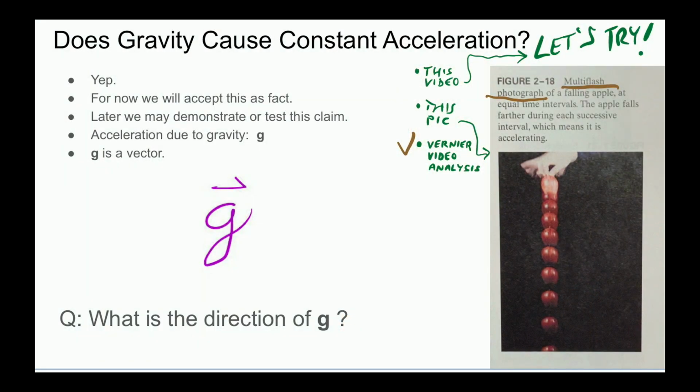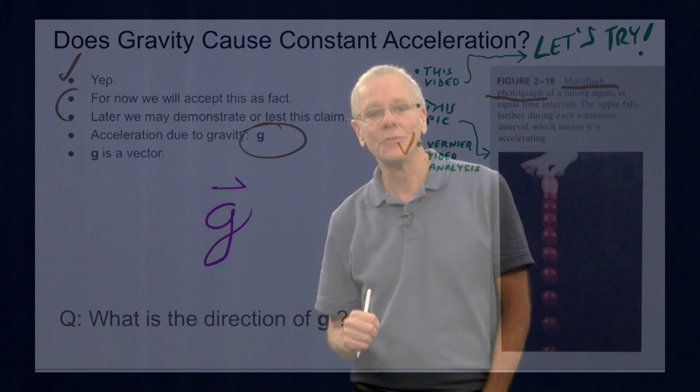Let's come back to gravity. Does gravity cause constant acceleration? Yeah, it does. And I don't always like you to accept my claims. I like you to test them in the lab, but for now, you'll trust me. And we will use a new letter now for acceleration due to gravity. We're going to use g. It's just traditional to use g as the acceleration due to gravity.